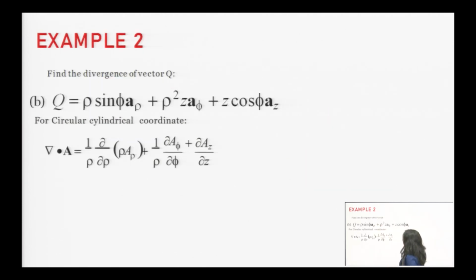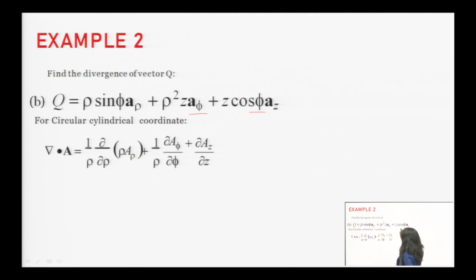Now let us see this problem. Here we need to find the divergence of vector q. Here we are having one angle, this phi. It means that the function is given in cylindrical coordinate, because in cylindrical coordinate we have one angle term and two position length, distance terms.